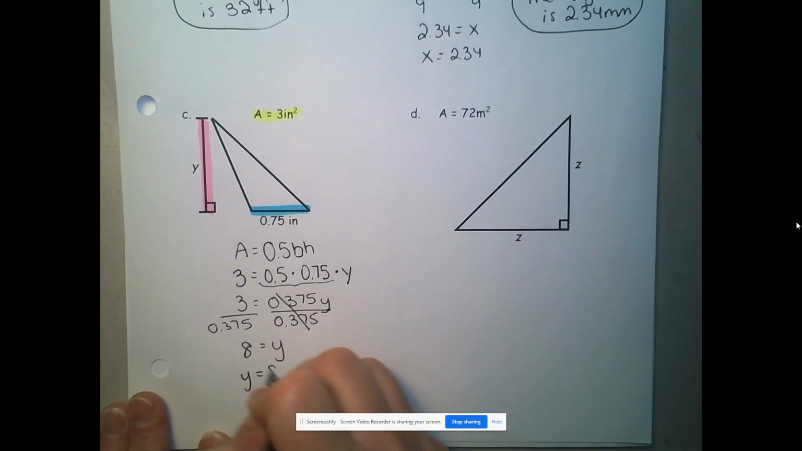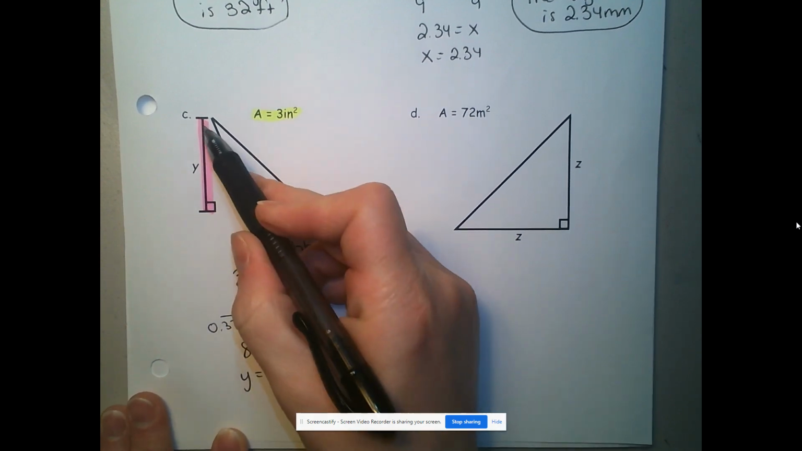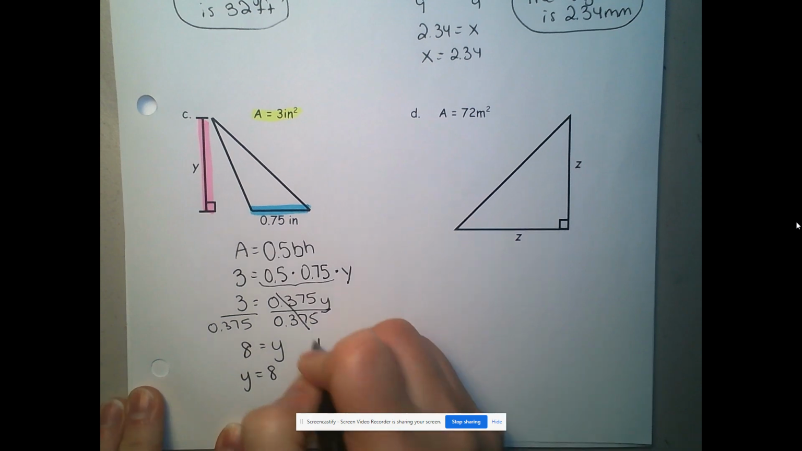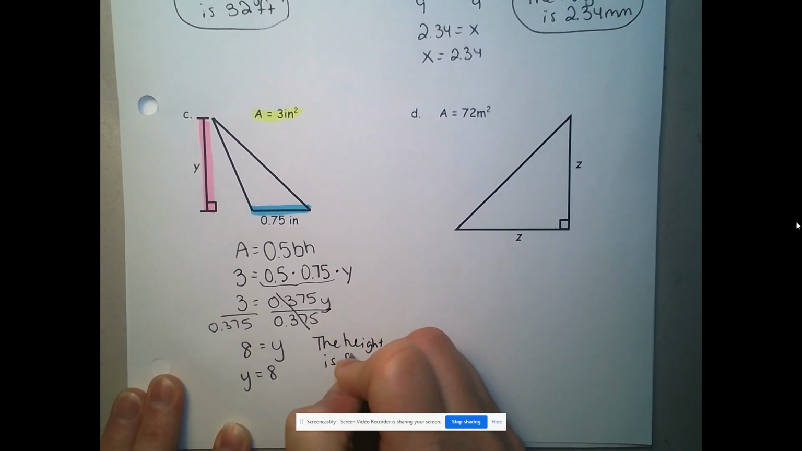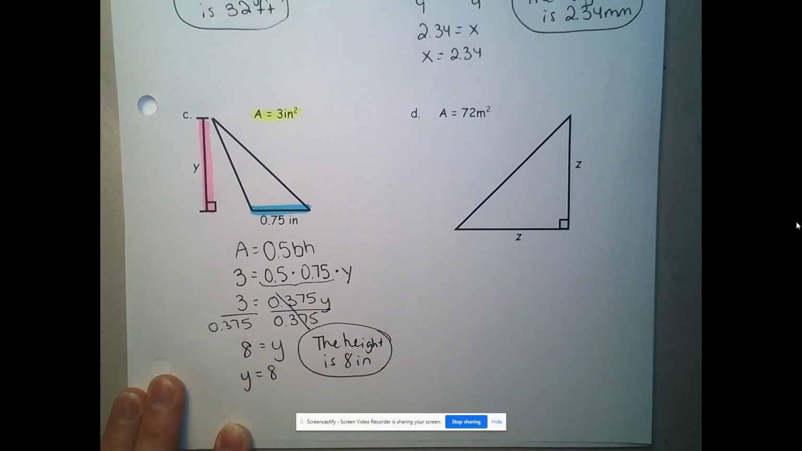We could also say y equals 8, and then we would look. The thing we didn't know was that pink height. So the height is 8, and I would check my units, inches.